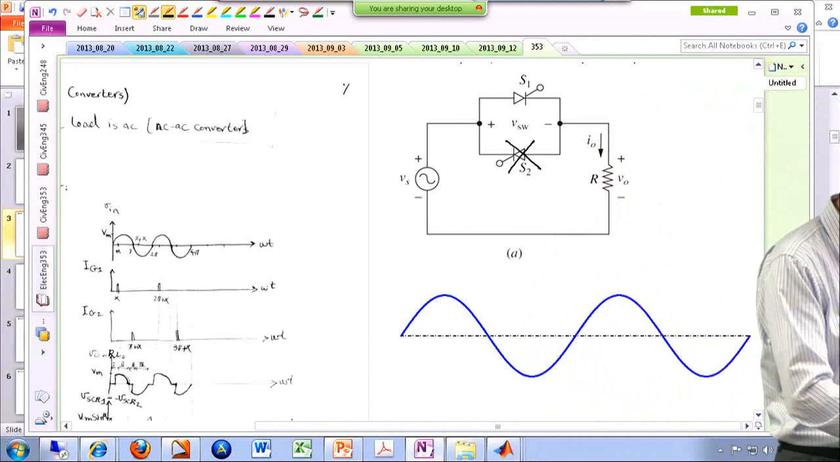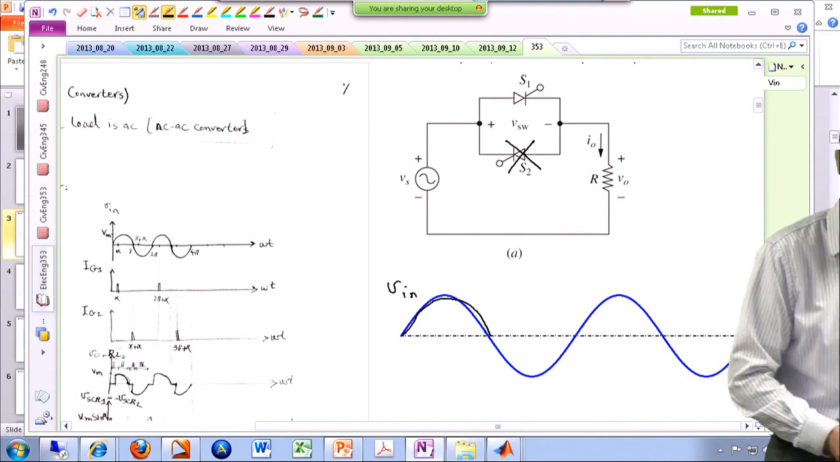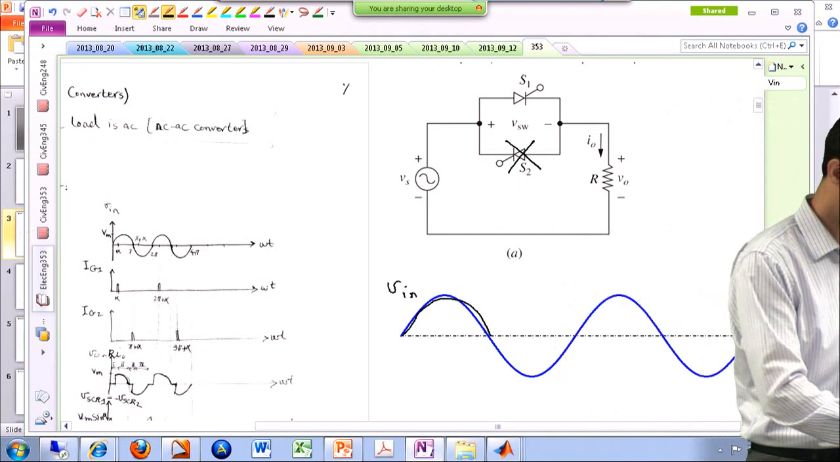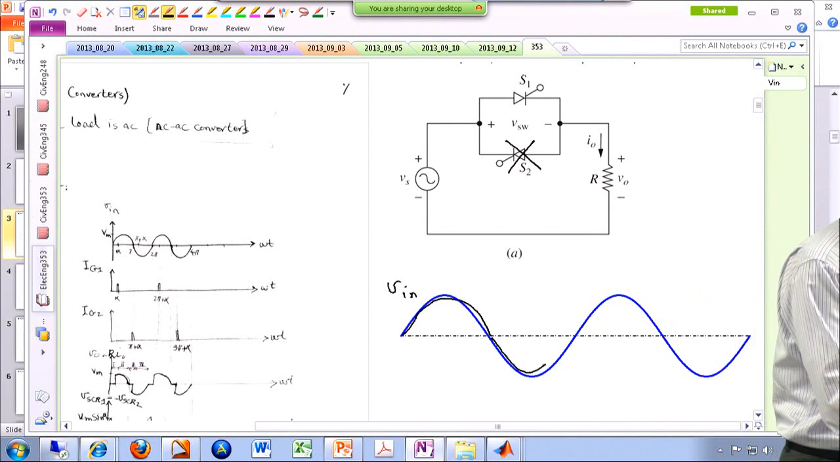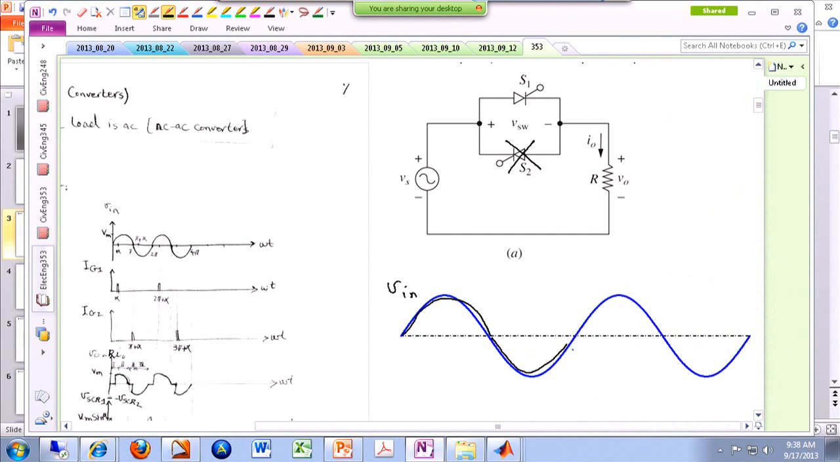So technically, assuming that this is my input voltage, whenever the input voltage is positive, you can basically get some energy and apply some voltage across your load. And whenever the input voltage is negative, nothing is happening, because even if you trigger the SCR, the SCR is reverse biased, so nothing really happens. There is no power going.